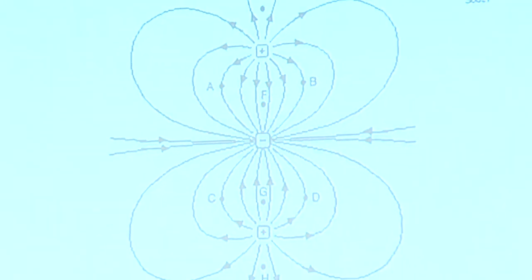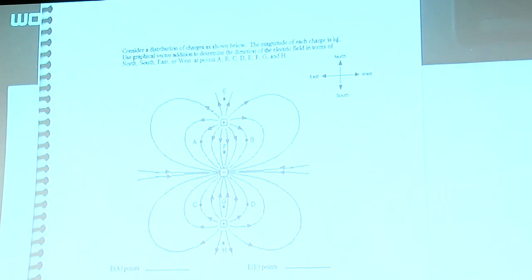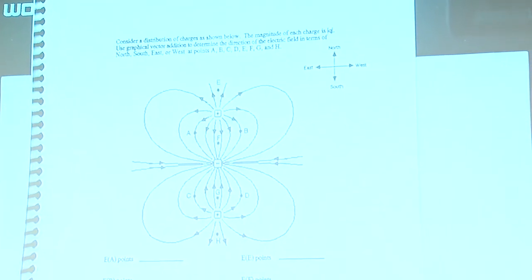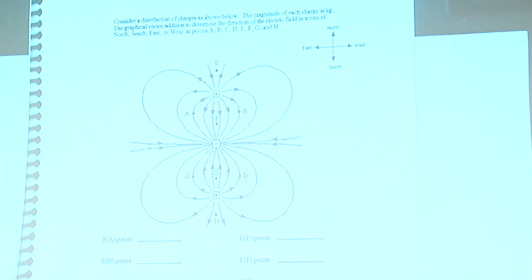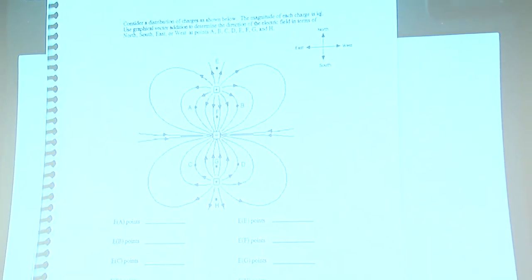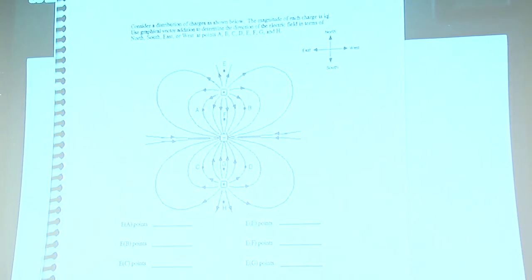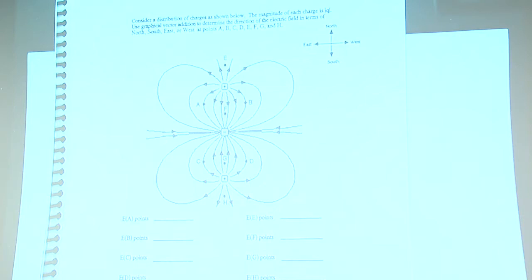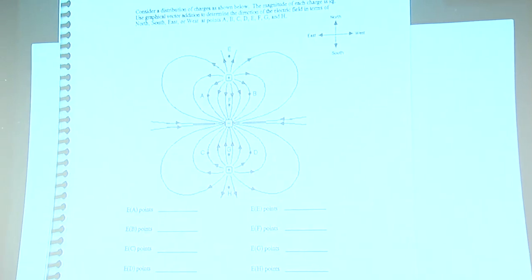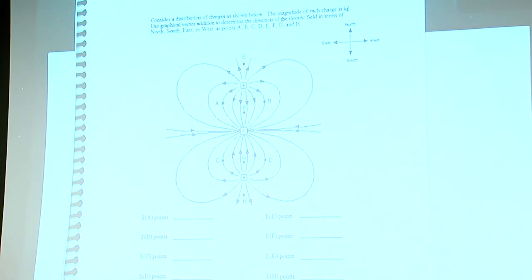There are 3 charges. 2 positives and a negative. And the first thing we're interested in is just what direction the electric field is pointing. They've drawn in the electric field lines. They originate on positive charges, terminate on the negative charge, and they want to know what direction they point at each of these locations.